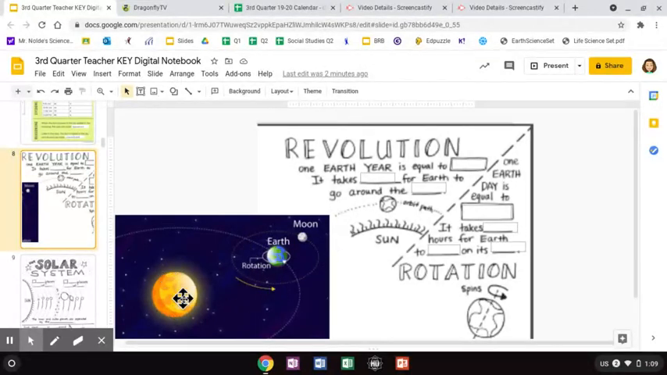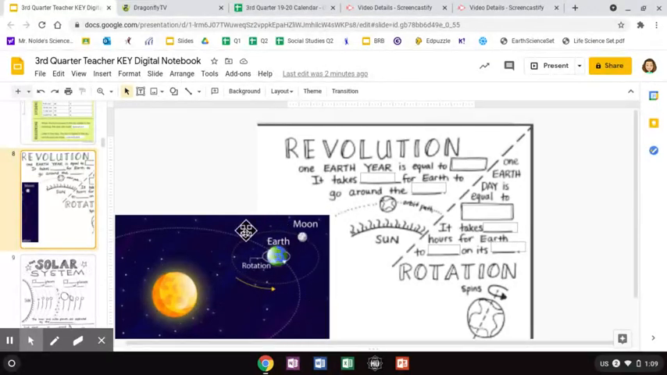So for instance, stars do not revolve. The stars stay in one spot, right? They're just spinning in place. They're not moving around another object. Whereas the planets and the moons are actively orbiting or revolving around something else. And so the revolution is the big orbital path, whereas the rotation is the spinning, like when you spin a top.